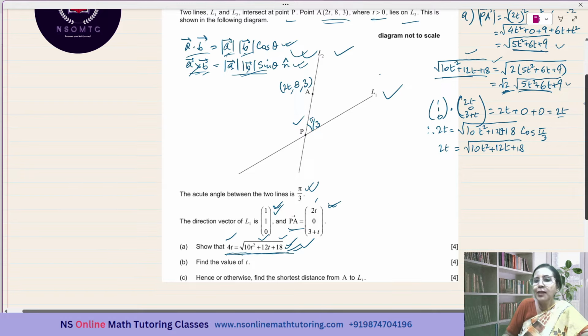And cos pi by 3 is half. Therefore, if I multiply the entire equation by 2, I will be getting 2 times 2t is 4t. And 2 and half cancel, it will be 1 for the right hand side. And we will be having this equation: 4t is equal to root of 10t square plus 12t plus 18. Shown.